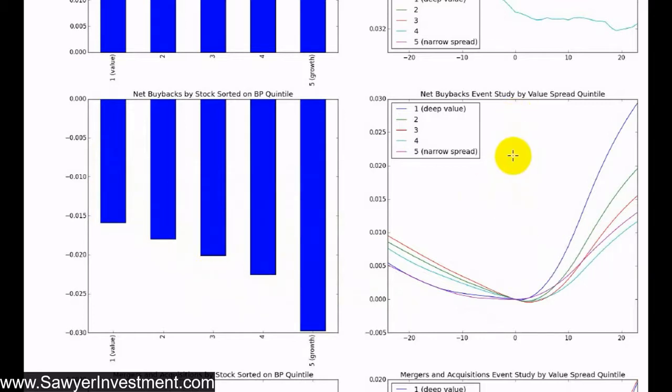So going over here to the event study, this is the net buyback difference between the value and the growth companies in each of these zero-cost portfolio strategies. And we see that definitely after the portfolio formation date, the value companies are buying back more shares compared to the number of shares that the growth companies are buying back. And that's in all cases, all deep value versus narrow spread value situations. But definitely in the deep value case, more value companies are buying back shares than growth companies are.